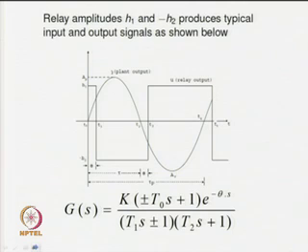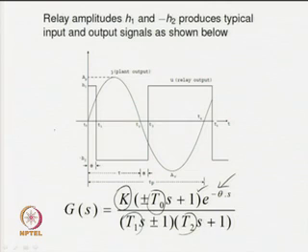Now, the transfer function model is G(s) = K (±T0 s + 1) e^(-θs) / ((T1 s ± 1)(T2 s + 1)). So, the transfer function model has got 5 unknowns, and those are the steady state gain K, the zero T0, the time delay θ, and the 2 time constants T1 and T2. So, in all we have got 5 unknowns, but so far we have been able to make 4 measurements on the asymmetrical output of the relay system.